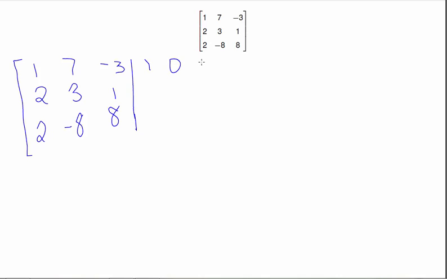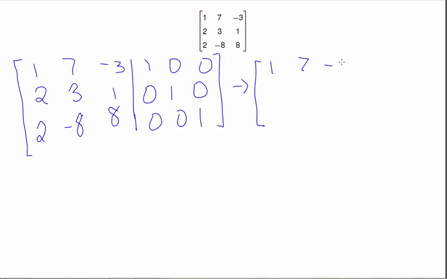Now let's do this one. So I'll set it up the same way. I'll have my matrix on the left and the identity on the right. I already have a 1 in the first row, first column. So let's get zeros underneath it.